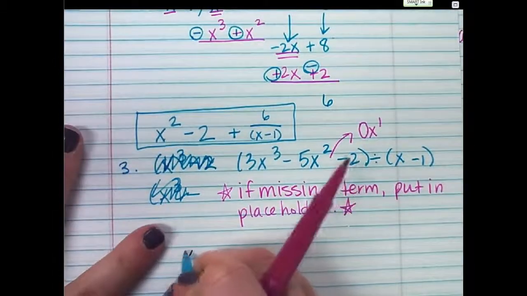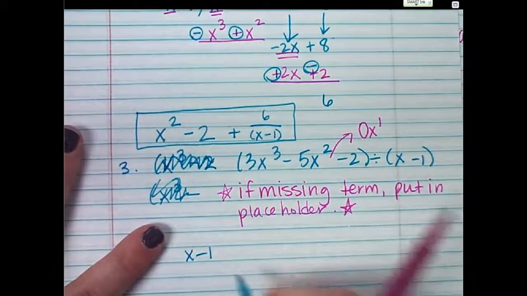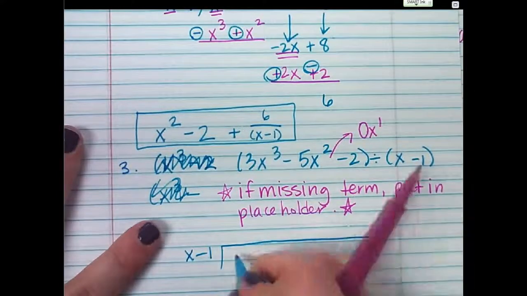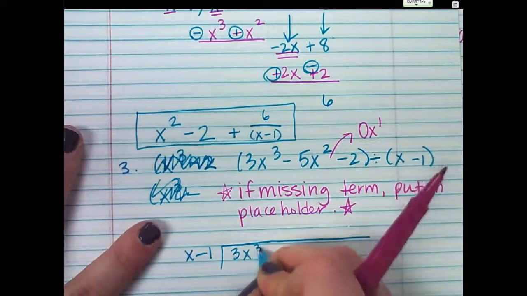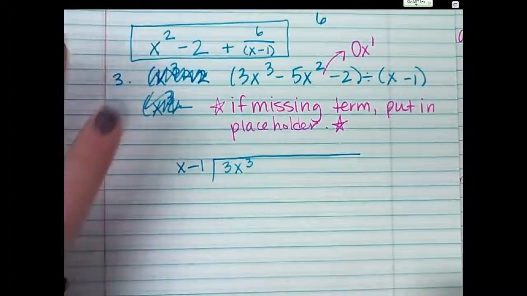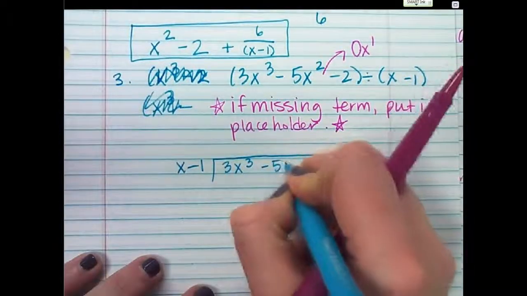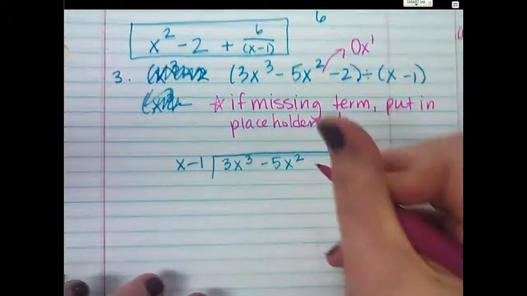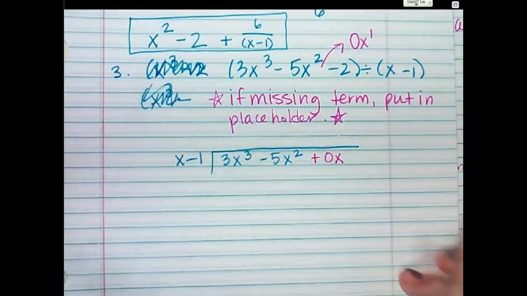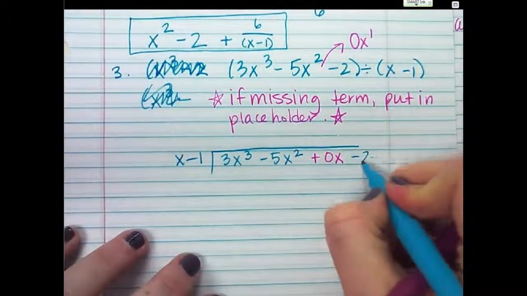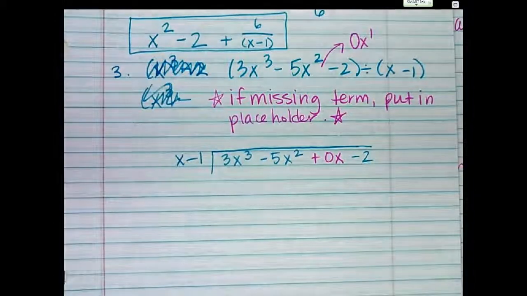We have x minus 1 on the outside. And on the inside I have 3x to the third minus 5x squared, and then I'm going to put my placeholder in, plus 0x minus 2. That way everything still lines up nicely.